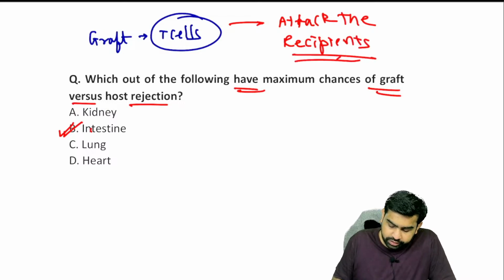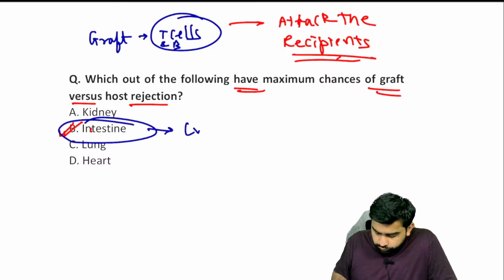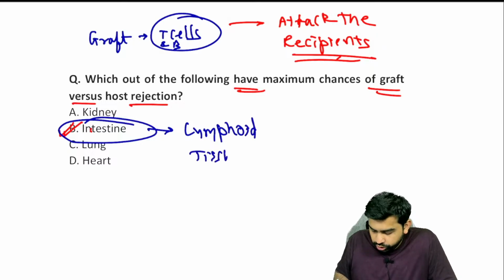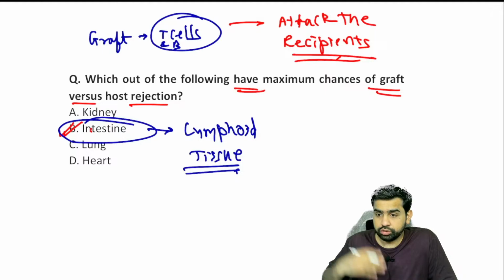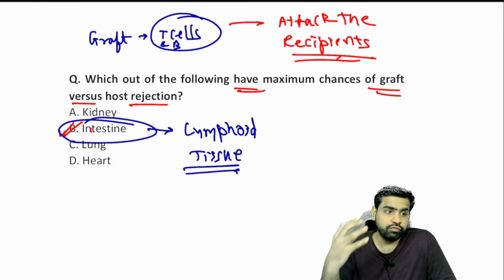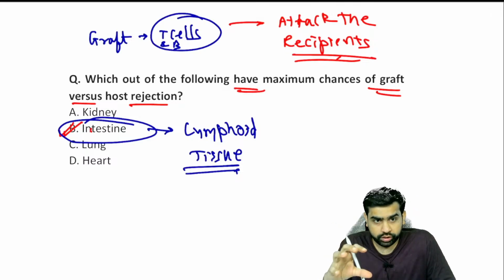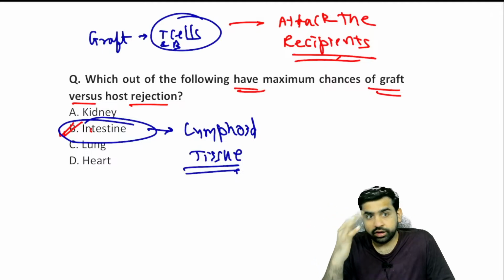Okay, so T and B cells of the graft basically attack the recipient. The intestine has a lot of lymphoid tissue. So this graft versus host rejection is common when the transplanted organs have a lot of lymphoid tissue inside them. You understand my point? When they have a lot of lymphoid tissue inside them, they can lead to this particular graft versus host rejection.